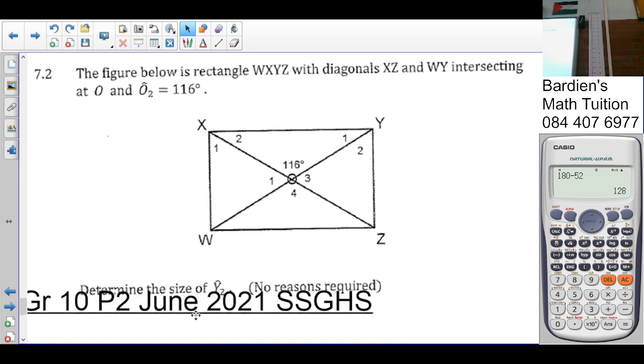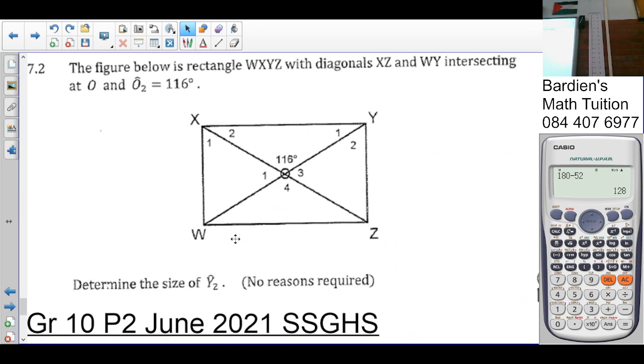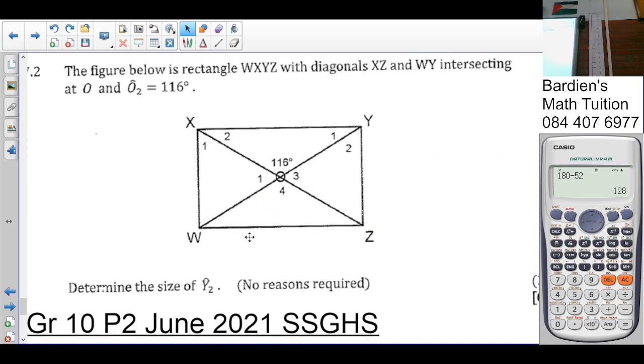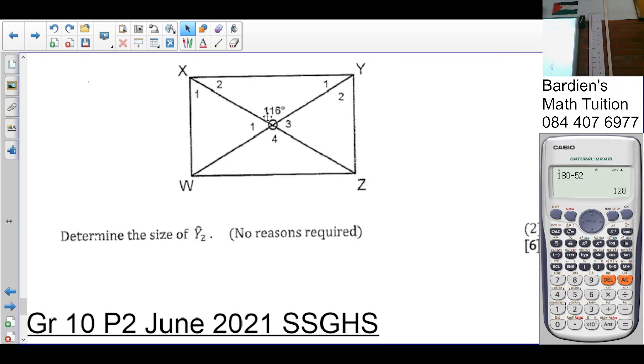Here we are told that in the figure below, WXYZ is a rectangle. Rectangle, 6 properties come to mind. With the diagonals XZ and WY, you see these diagonals are equal. The diagonals bisect each other equally, and the vertex angles are 90. The diagonals intersect at O, and angle O2 is 116. It says determine the size of Y2.